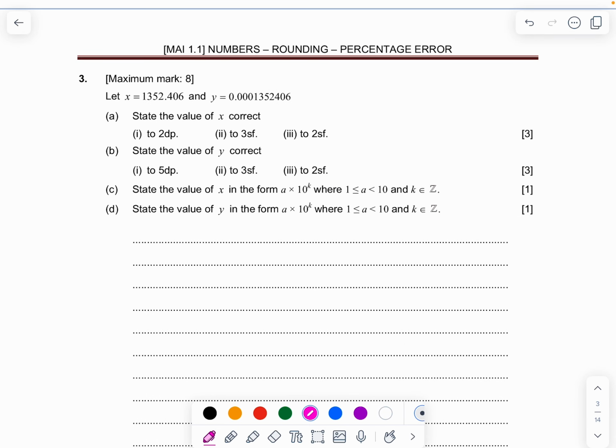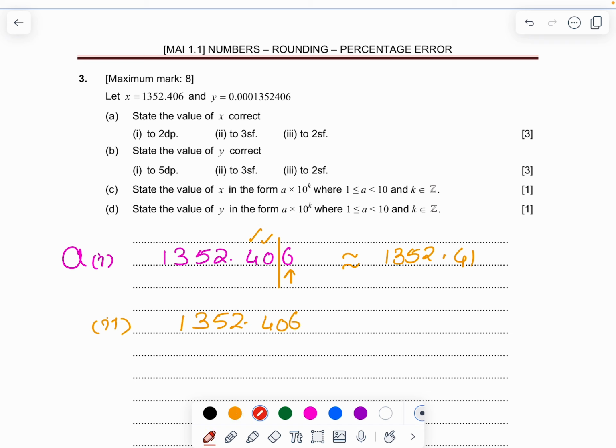Question number 3. X is given, Y is given. State the value of X correct to two decimal places. So what is the X value? 1352.406. Two decimal places. First decimal place, second decimal place. Draw a line and check that this number is more than 5. So what am I going to write? 1352.41.